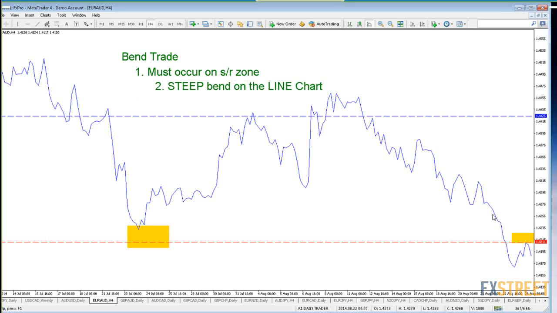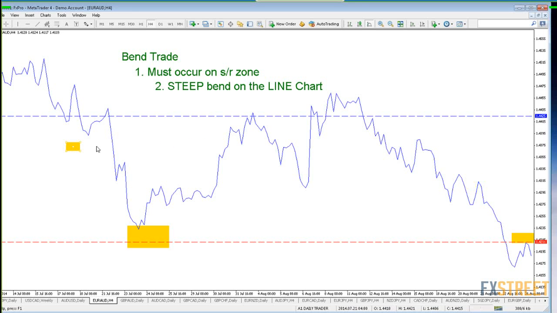So what happens is the market falls through the support level here, comes back up and touches it, and then it goes away quickly from that area. And so a bend trade isn't going to look like this, for example. On your line chart, you won't see a bend trade that looks like this. See how this one is sort of a shallow fall and sort of double tops? That wouldn't make a good bend trade. Good bend trades are really sharp. Like this is pretty sharp, that's sharp.